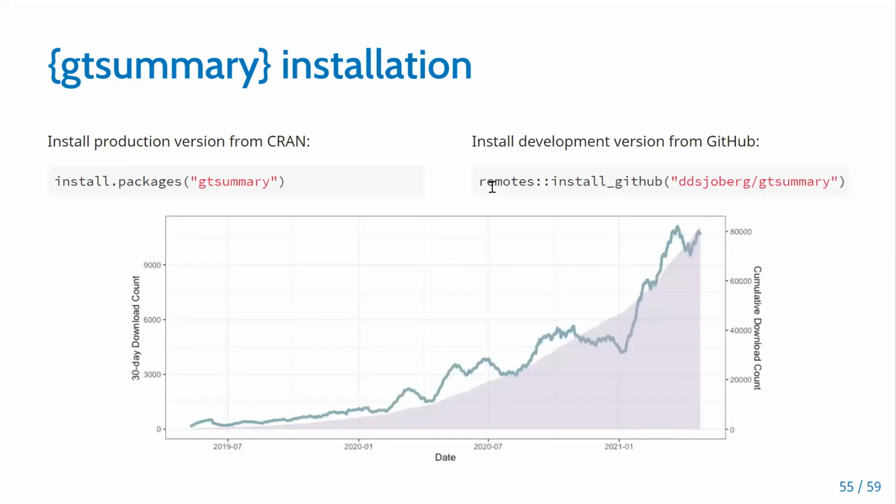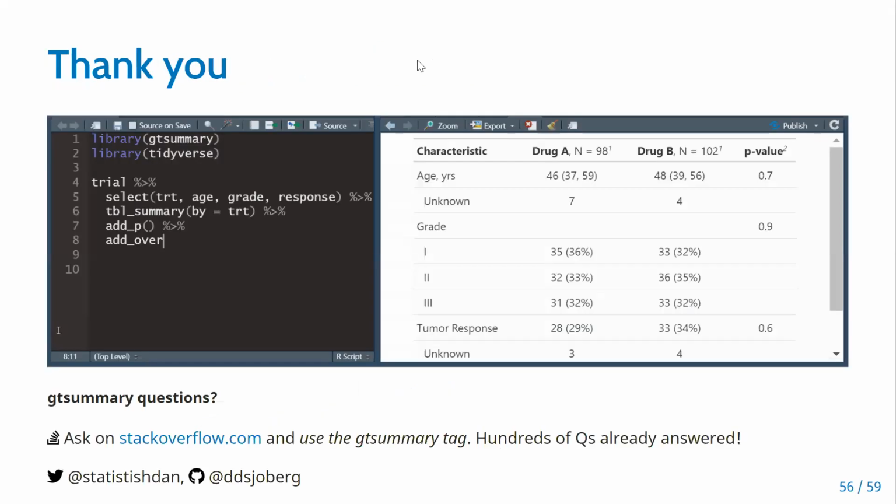When you want to install the package, you can just install straight from CRAN with install.packages gtsummary, or you can install the development version from GitHub. Very soon we're going to get our first 100,000 installations, which is wild. And even today we're getting about 11,000 a month, which is just so much more than I think we ever anticipated getting.